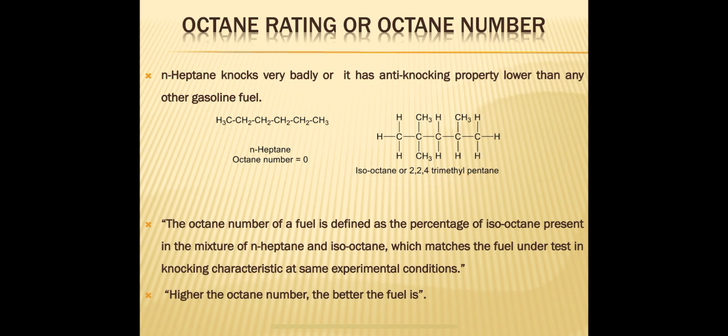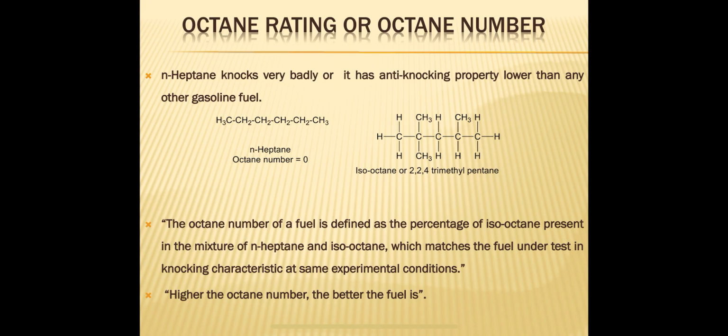Let me define the octane rating or octane number. The octane number of a fuel is defined as the percentage of iso-octane present, because iso-octane is taken as 100. The octane rating of iso-octane is taken as 100 because it has very little knocking property. So it is the percentage of iso-octane in the mixture of n-heptane and iso-octane which matches the fuel under test in knocking characteristic at the same experimental conditions. This is how we define the octane number. I hope you have understood.